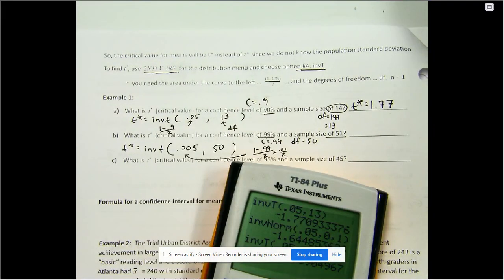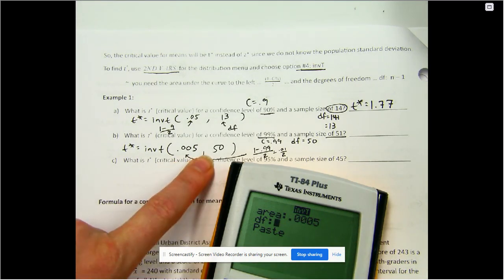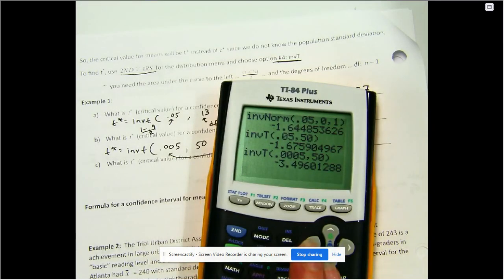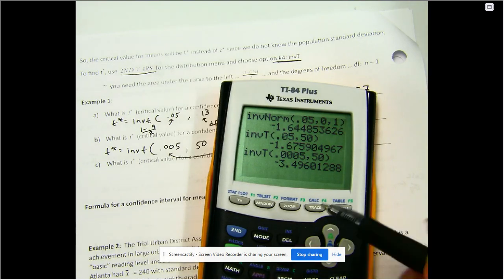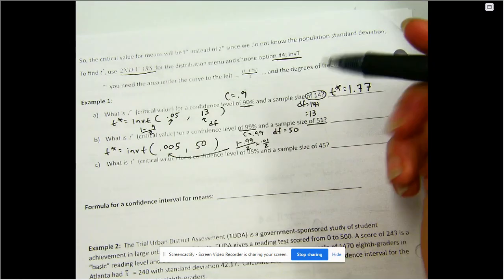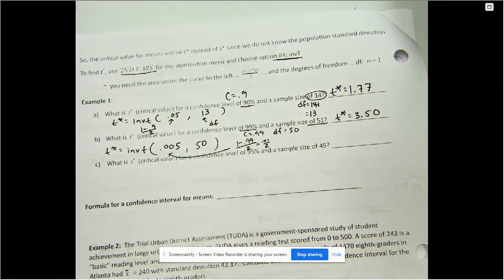So we're going to go second vars, inverse norm, 0.005. Oops, I went to inverse normal. Second vars, inverse T. Our area to the left is 0.005. Our degrees of freedom is 50. It takes it a second to calculate there. And then we got 3.49, but this is 6. I'm going to round this up to 3.50. So T star equals 3.50.